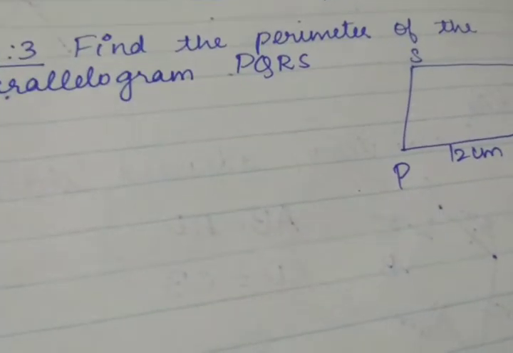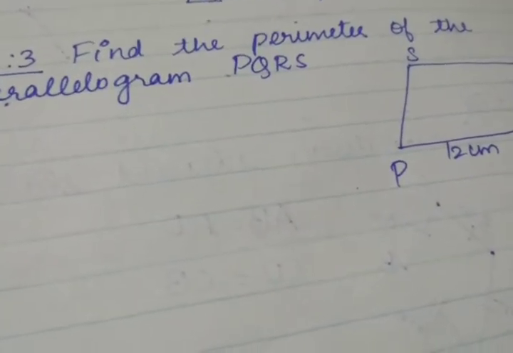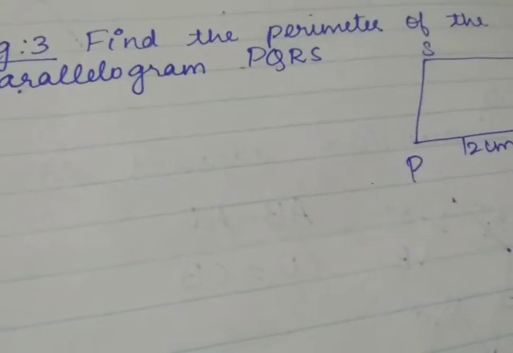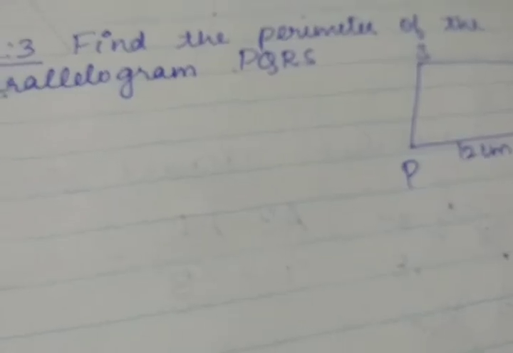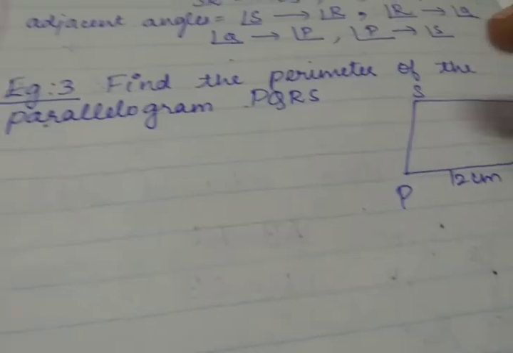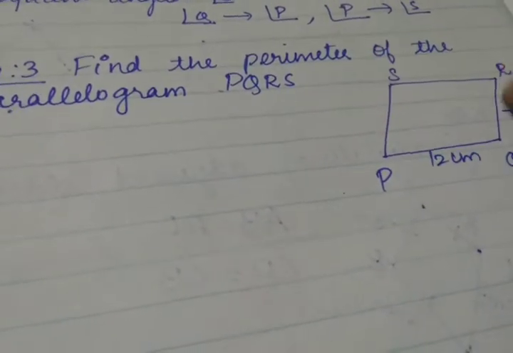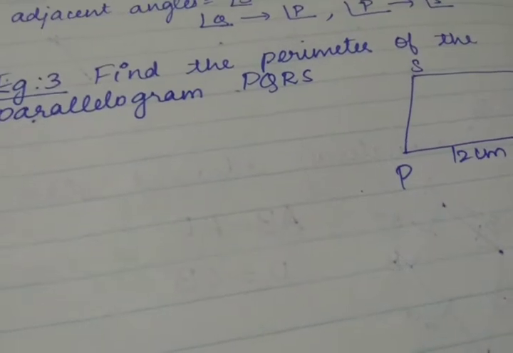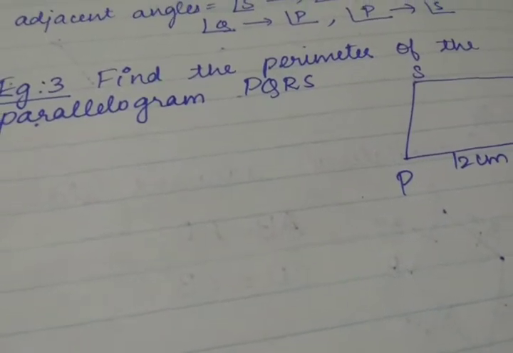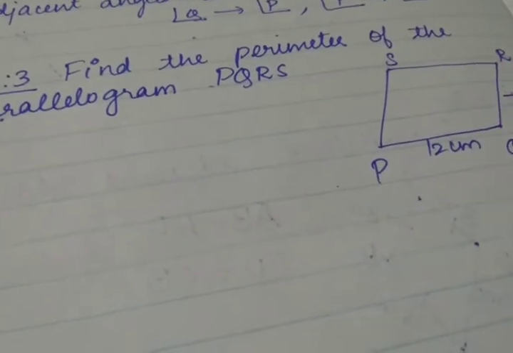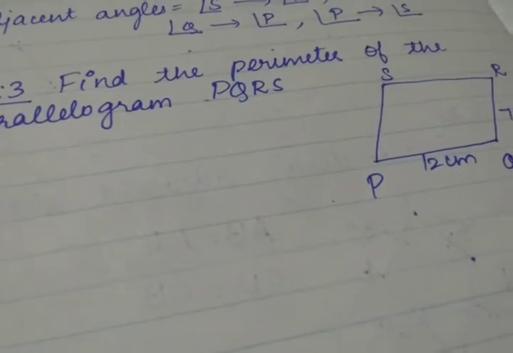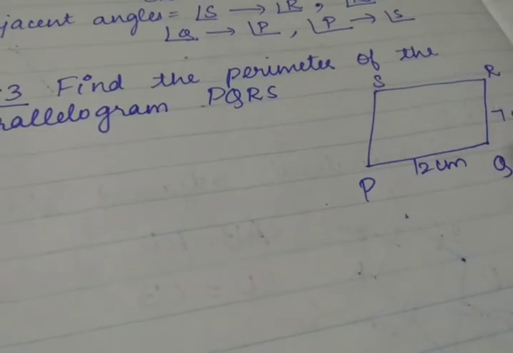You can take page number 48, children. See, find the perimeter of parallelogram PQRS. Perimeter means we are going to find the length of the boundary. In a parallelogram, opposite sides are equal, right? And parallel also. Only it does not have 90 degrees.